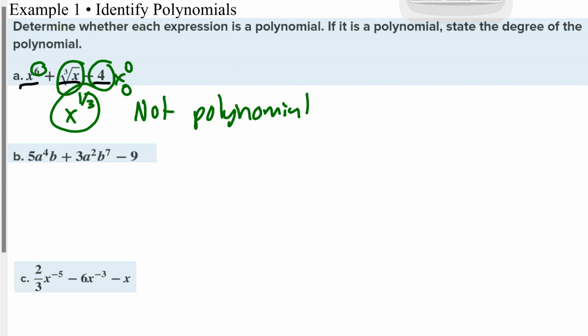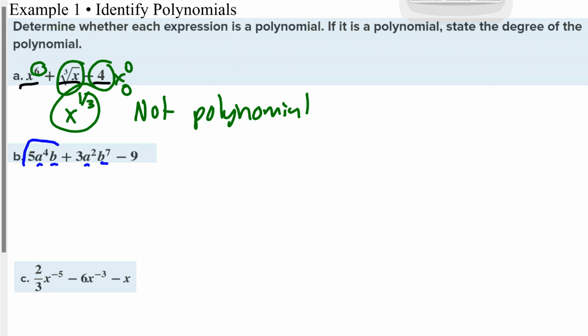Okay, on B here, we have two variables, which is fine. It still can be a polynomial. It's just not a polynomial in one variable, like some of your homework problems have. It asks you if it's a polynomial in one variable. Well, this is just a polynomial in two variables.